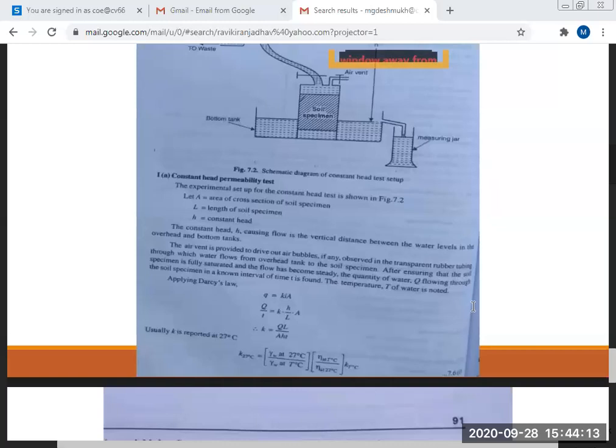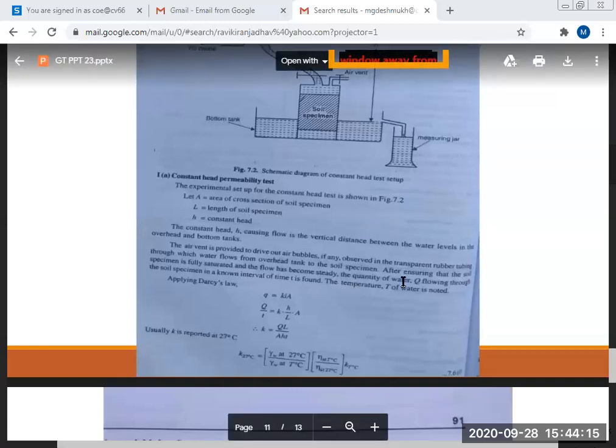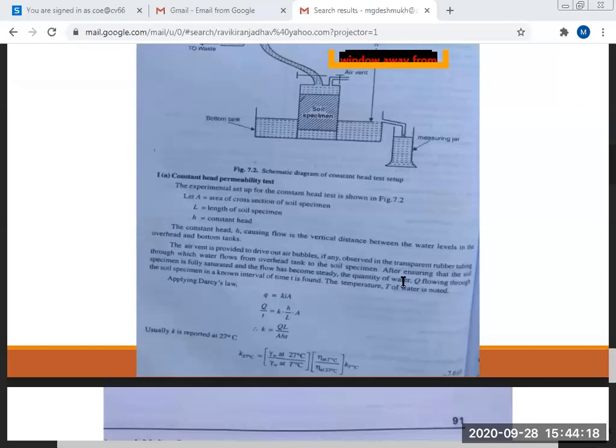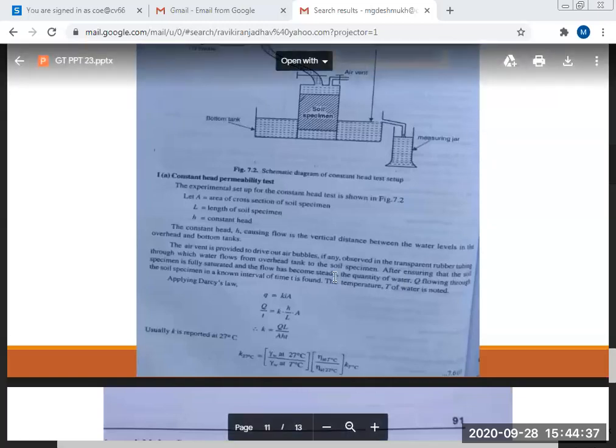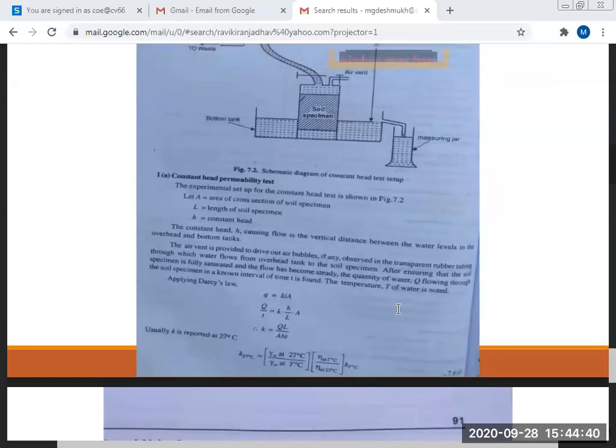The temperature T of water is noted. This is not that important for us. When you are doing some research work, temperature and all these things are very important. But in our lab, we are not going to maintain any temperature, whether it is winter or summer, whatever the temperature of the water, because we are not going that deep here. So temperature is irrelevant here. But if you are doing research work and want the correct coefficient of permeability of a particular soil, this matters a lot.